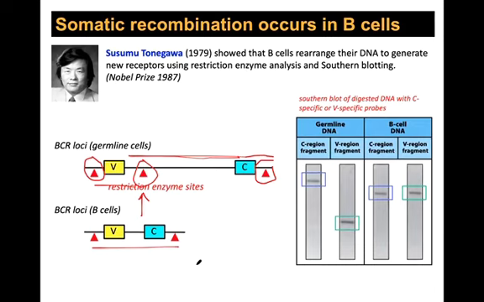And when you probe that, it's much smaller, or it's actually not much smaller. It's a different length than either of the two that started. So this very simple experiment showed that B cells are intentionally rearranging their DNA.